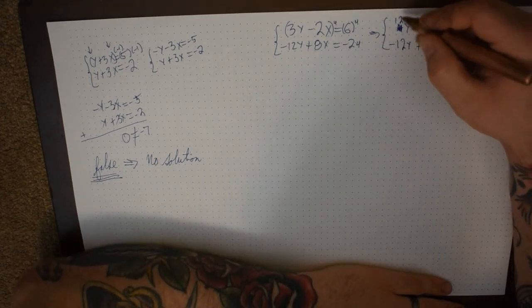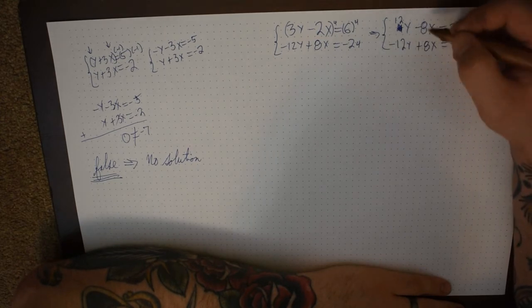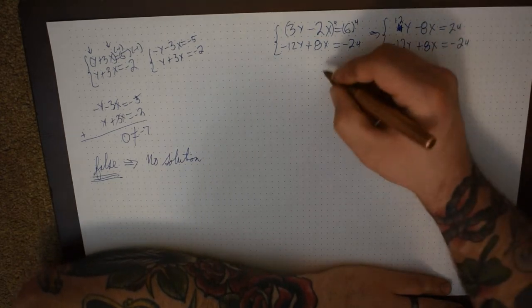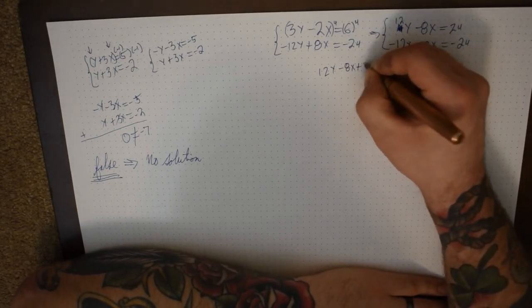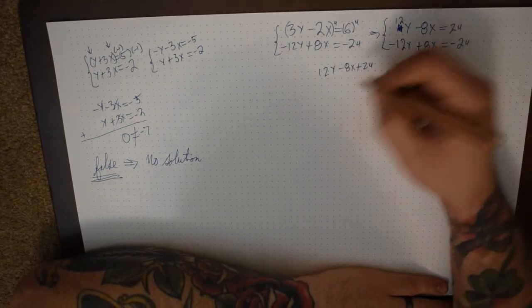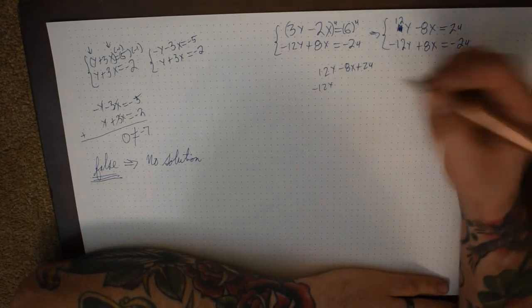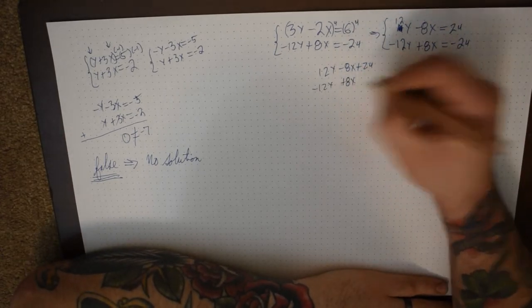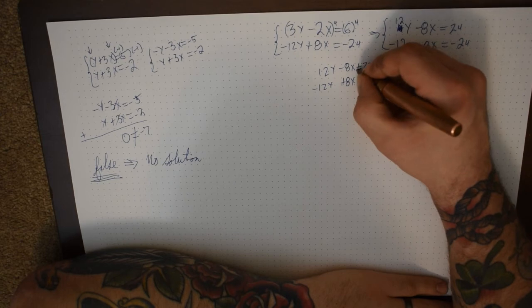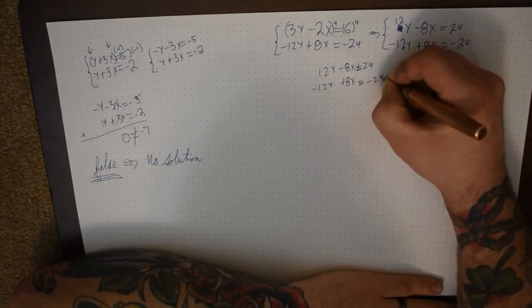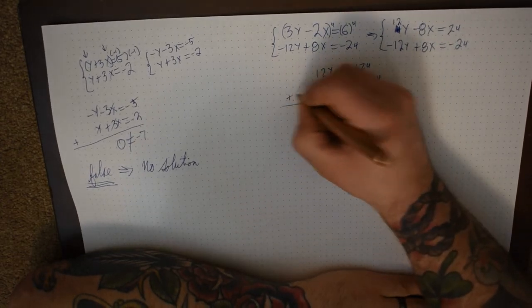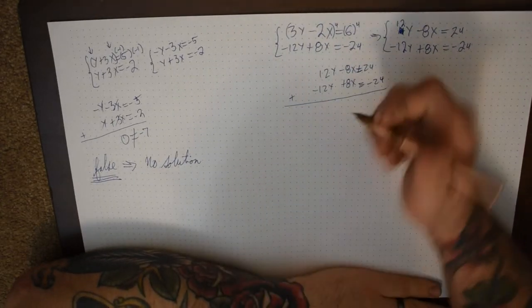Well, we've got coefficients that are opposite in sign, so let's go through and add these two equations together. 12y minus 8x plus 24, and negative 12y plus 8x equals negative 24. Go through and add these two together.